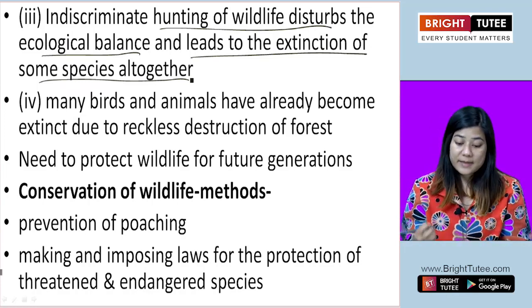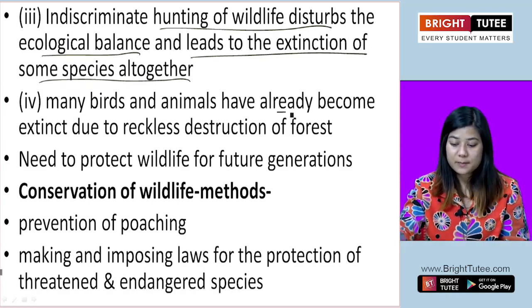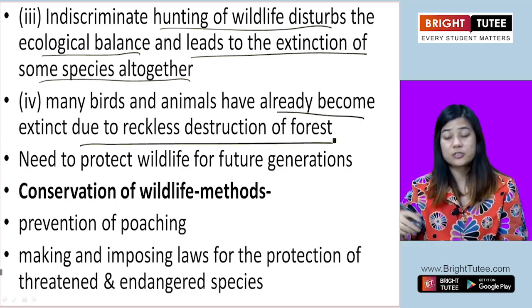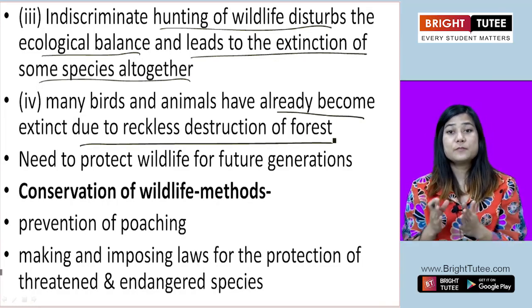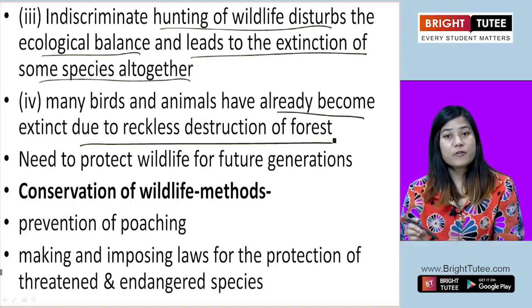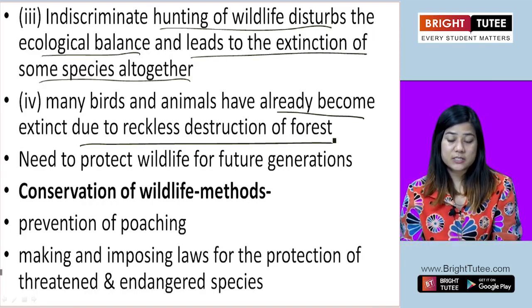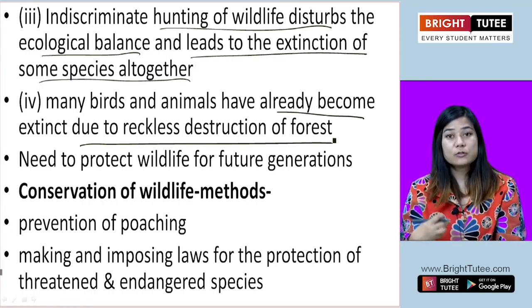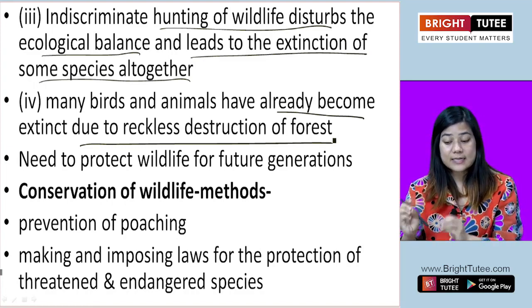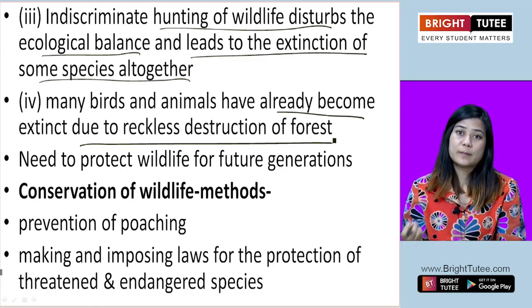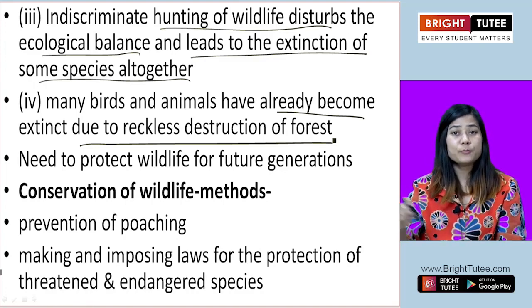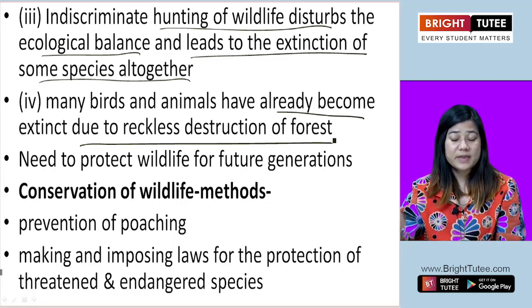The fourth: many birds and animals have already become extinct due to reckless destruction of forests. So, we have to make sure that our forests are not destroyed, and that we are not reckless in our activities, so that with our reckless activities the lives of the plants and the lives of the animals are not put in danger, and we do not make them become extinct. So that is also another reason why we should conserve.